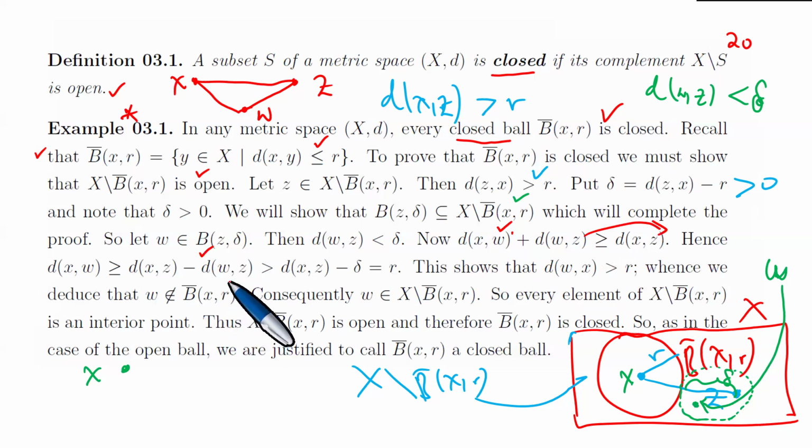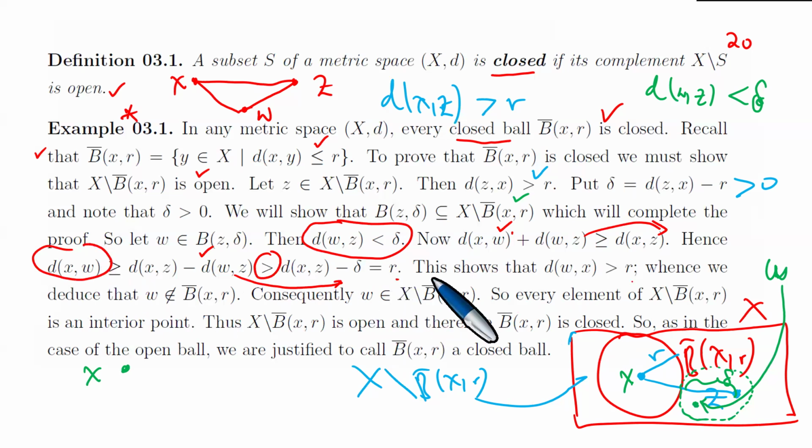But the distance between W and Z, what do we know about the distance between W and Z? The distance between W and Z is smaller than delta. So this one is smaller than delta. So that in the end, we have the distance between X and Z minus delta is actually equal to R. This shows that the distance between W and X is actually much bigger than R.